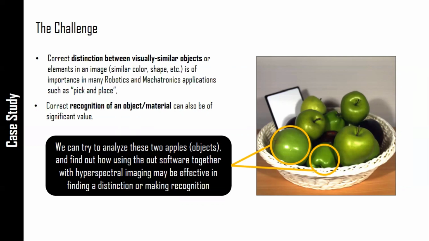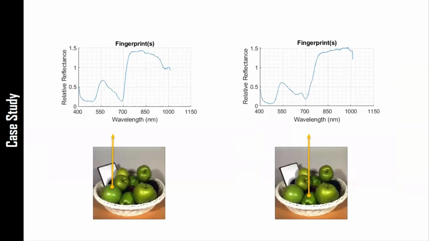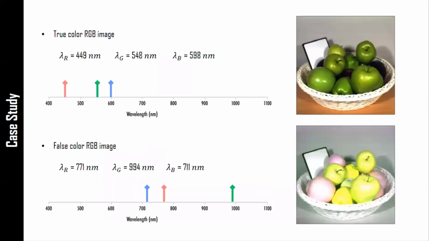Let's try and see if we can make a distinction between the two apples below. Here we have two apples that are very visually similar. We get the fingerprint of each of these apples. And as you see, the fingerprints are very similar, but at 3 points, as you see with the arrows, around 711, 750, and 990, they are different. So we could be hopeful that if we select these three bands and assign them RGB colors and then get the merged image, we could find an image which can show the difference between these two apples clearly.